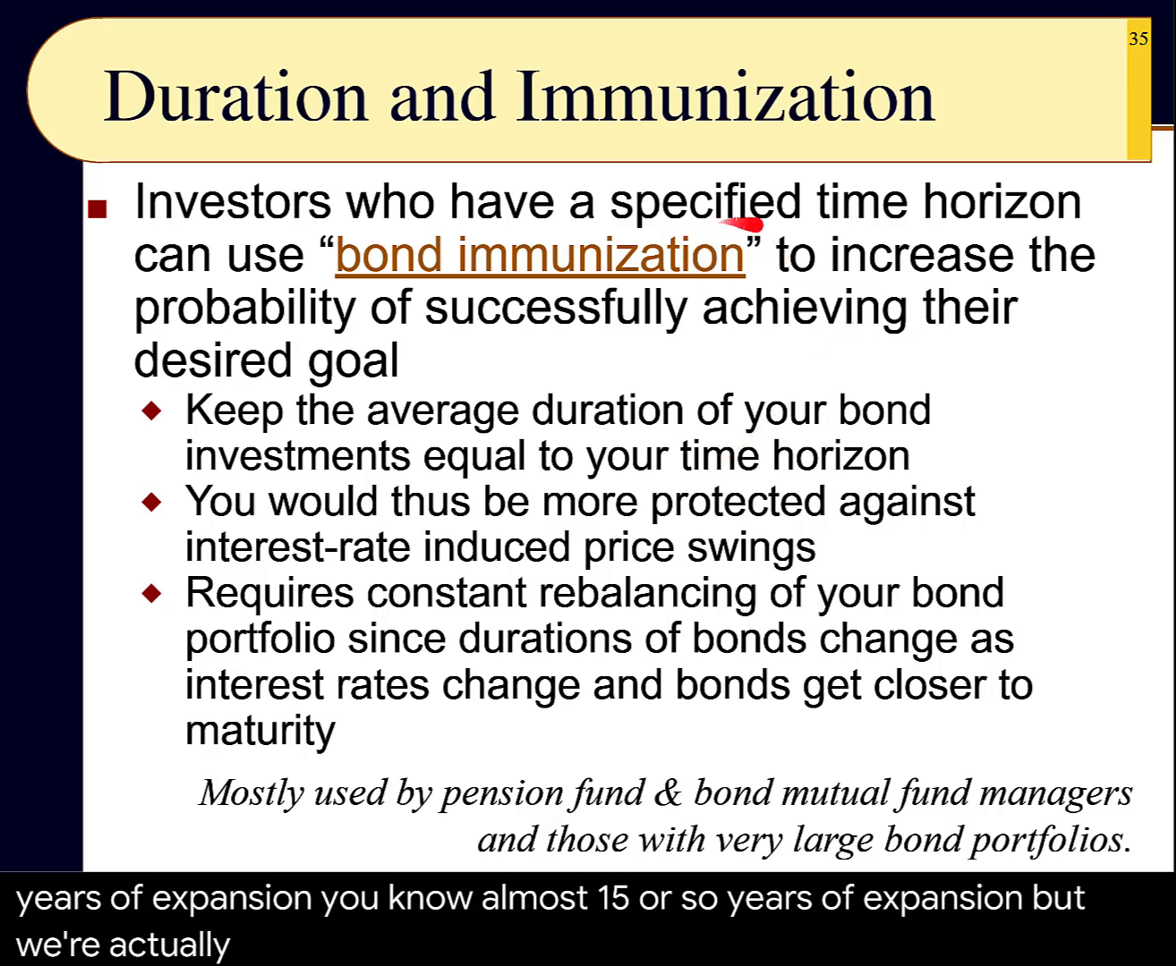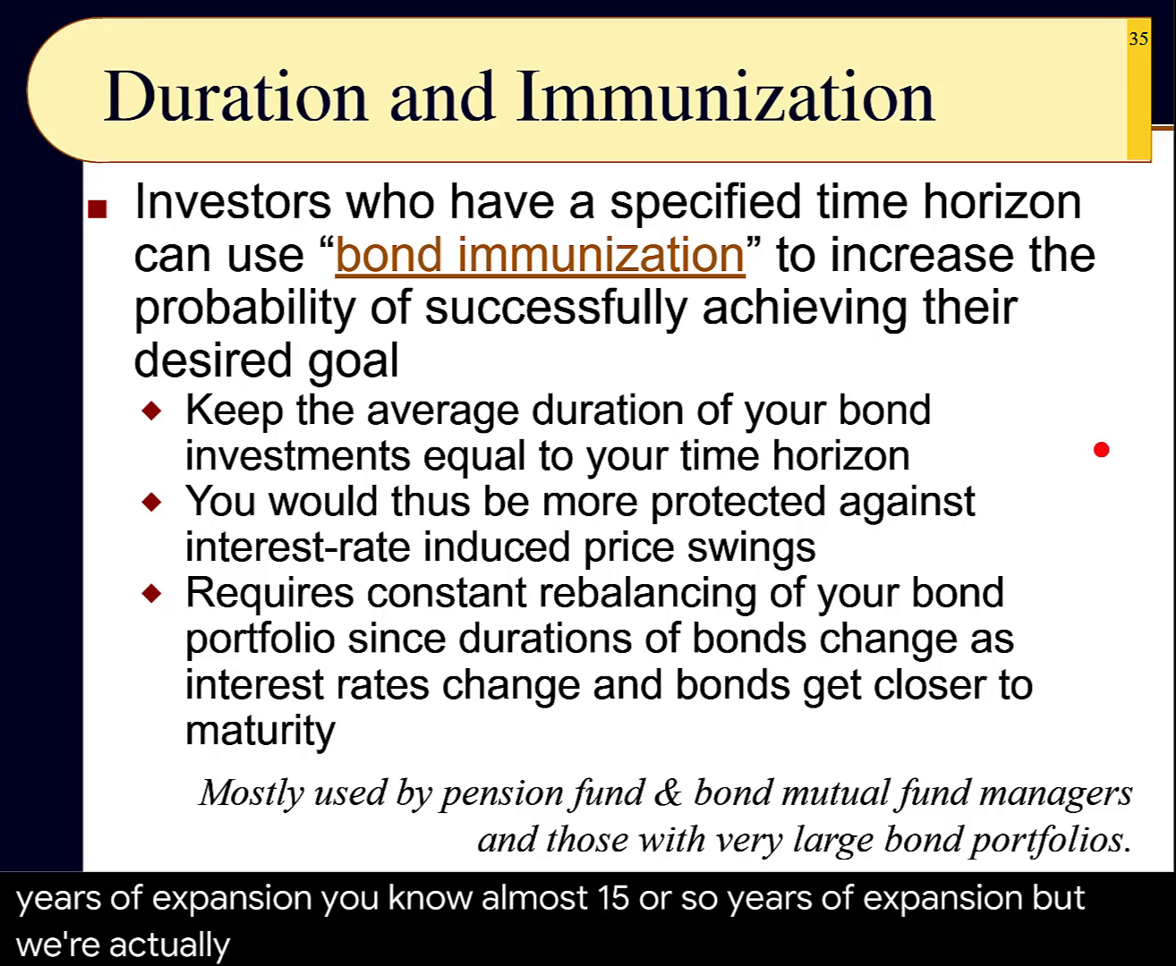Investors who have a specified time horizon can use bond immunization to increase their probability of successfully achieving their desired goal. You keep the average duration of your bond investments equal to your time horizon. So the idea was you would thus be more protected against interest rate induced price swings. But what's the problem? You're always rebalancing your bond portfolio since durations of bonds change as interest rates change and bonds get closer to maturity. Yeah, most individual bond investors just don't have that much money to be pulling this kind of stuff off.